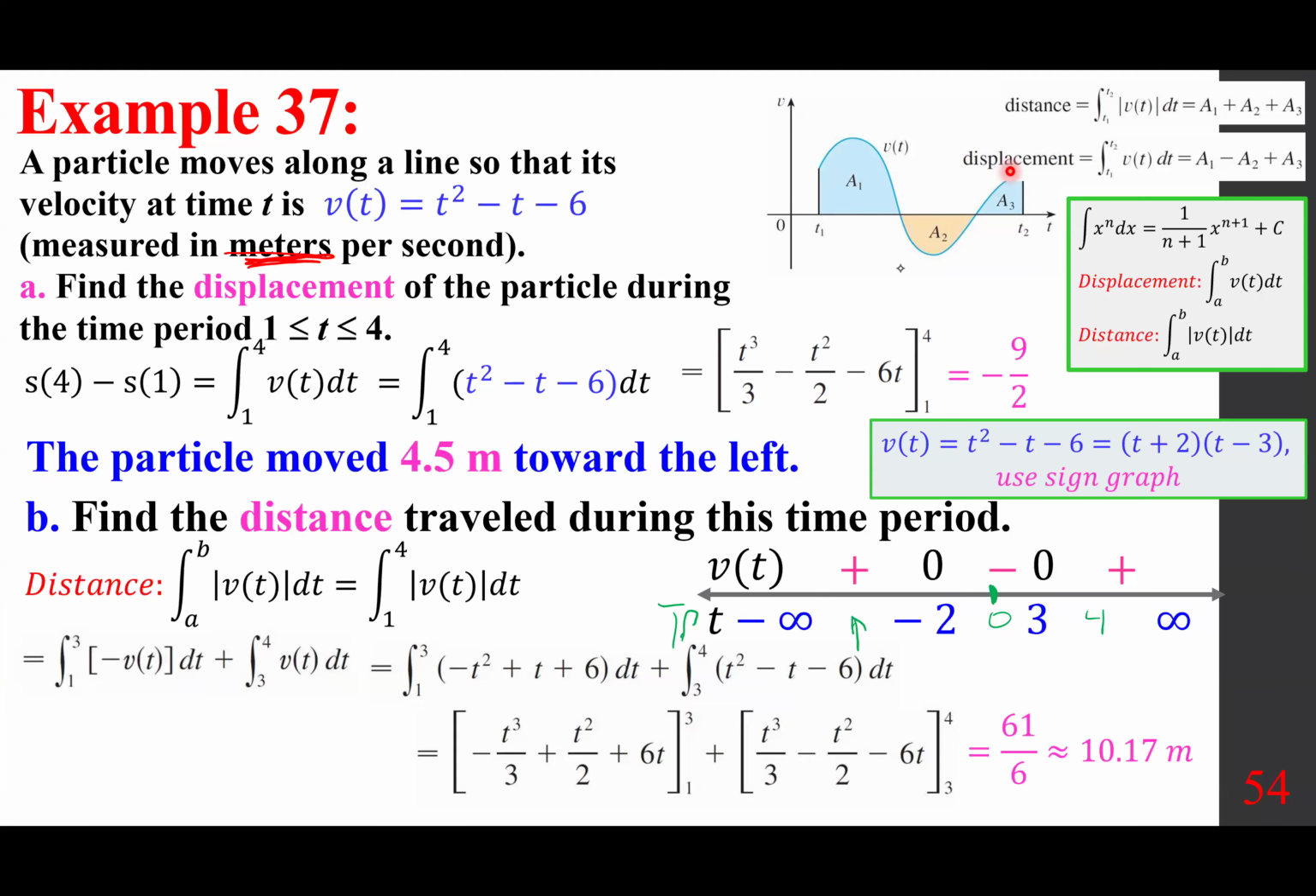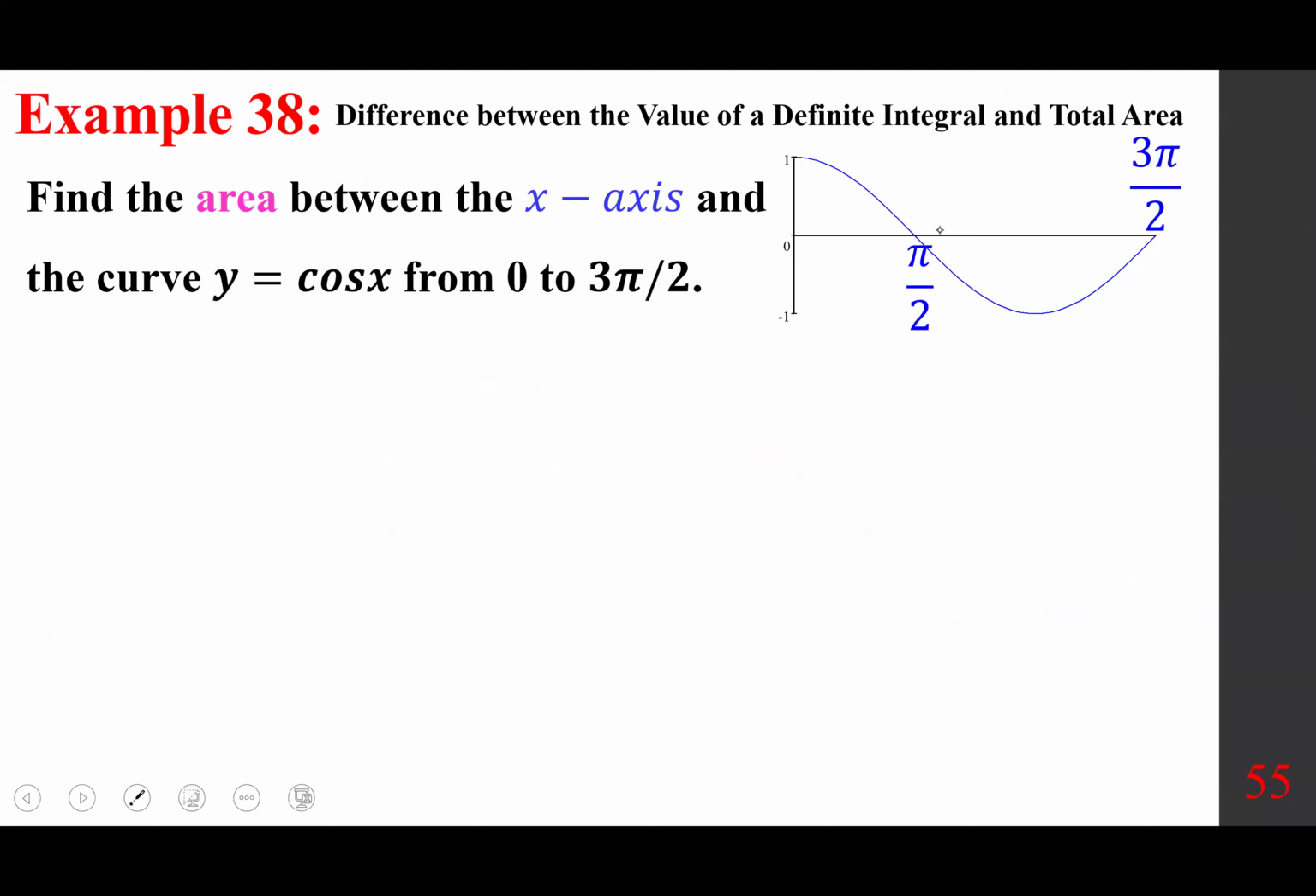So distance will add all of those. Displacement will consider this one as negative. Difference between the value of definite integral and total area. That's exactly what we were discussing in the previous page. Find the area between the x-axis and the curve y equals cosine x from 0 to 3 pi over 2.